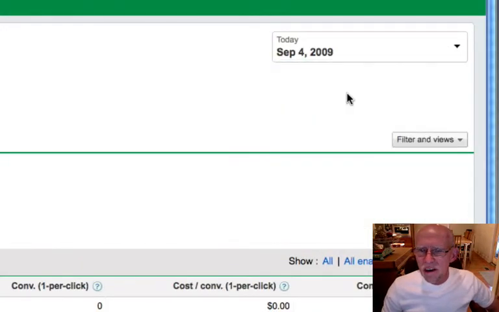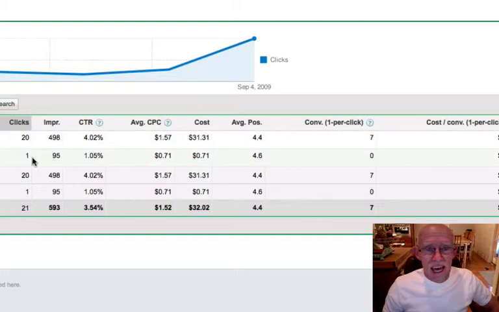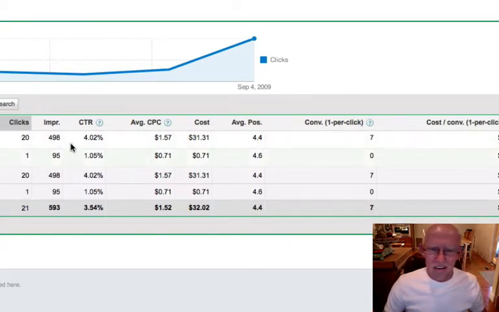Quite a different story from what happened yesterday. You can see that I had 20 clicks on the content network today, and this is less than 24 hours. In fact, it's only about 18 hours or something like that. Impressions jumped up quite a bit. I had a click on my content network as well, which is very good. Out of 498,95 impressions, most excellent.